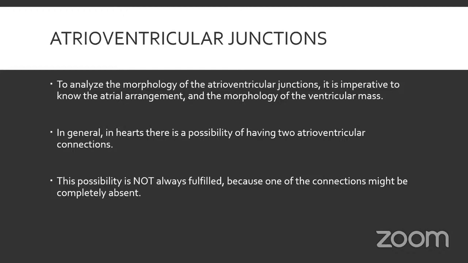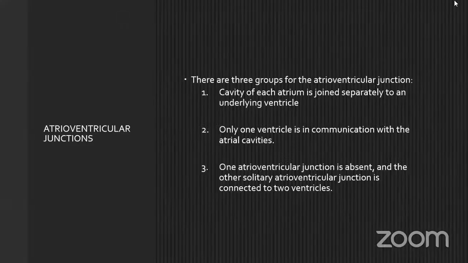To analyze the morphology of the AV junction, we need to know the atrial arrangement and the morphology of the ventricular mass. This is important because basically we're trying to identify the way that the atrium is connecting to the ventricular mass. In the majority of hearts, there's a possibility of having two atrioventricular connections. However, this possibility is not always fulfilled because one of the connections may be absent. Basically, we have three possible outcomes, or three groups of possibilities of the connections between the atrium and ventricle.